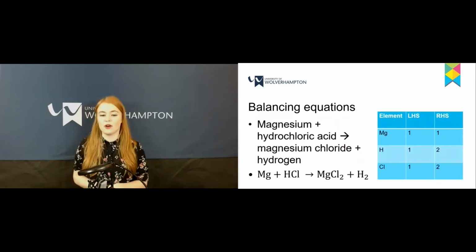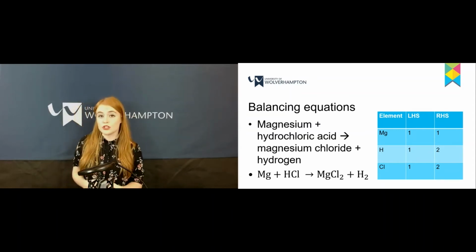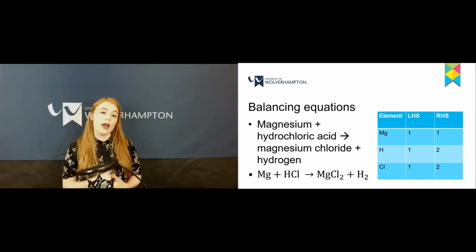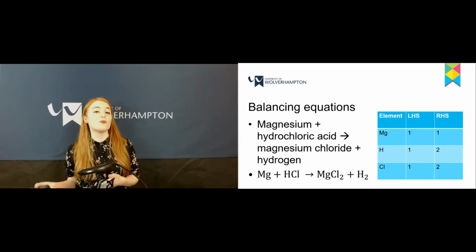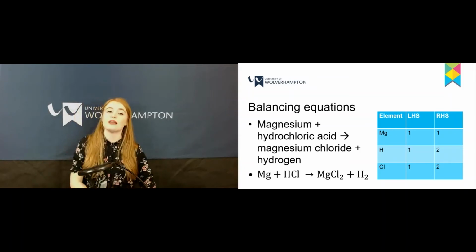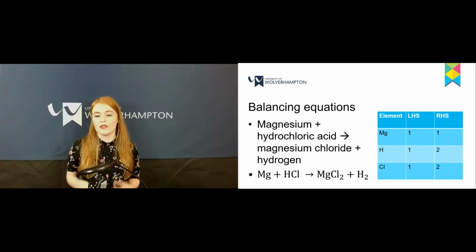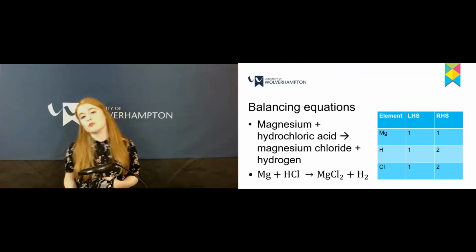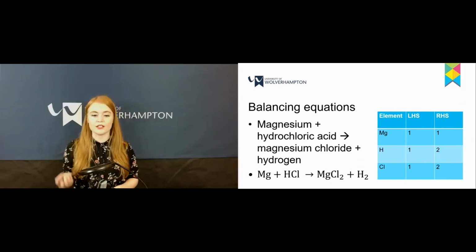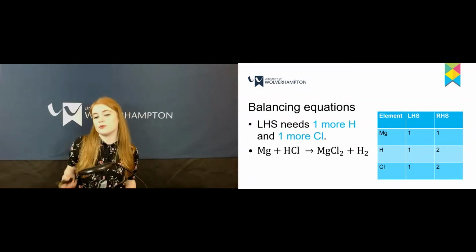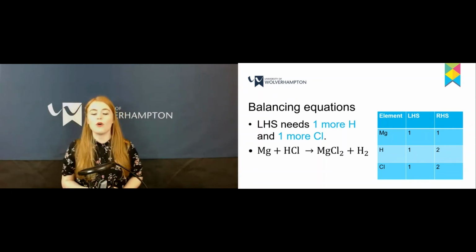So let's have a look at this one. If we had magnesium and hydrochloric acid, which makes magnesium chloride and hydrogen, we'll write out the chemical equation. So Mg plus HCl makes MgCl2 plus H2. Now, if you don't want to do the option of drawing it out, an easier way to do it is by having a table. So magnesium on the left-hand side, there's 1, and there's 1 on the right-hand side. Hydrogens, there's 1 on the left-hand side and 2 on the right, and chlorine, there's 1 on the left and 2 on the right. So the left-hand side, which is what I mean by LHS, and RHS is right-hand side, needs 1 more chlorine and 1 more hydrogen.